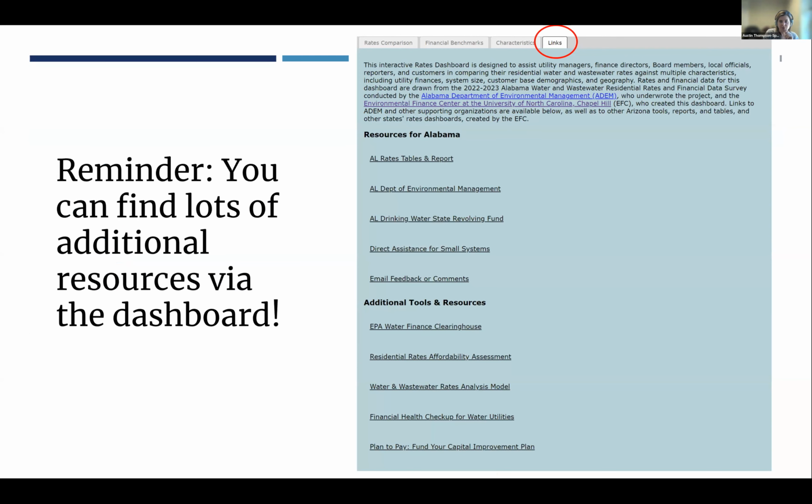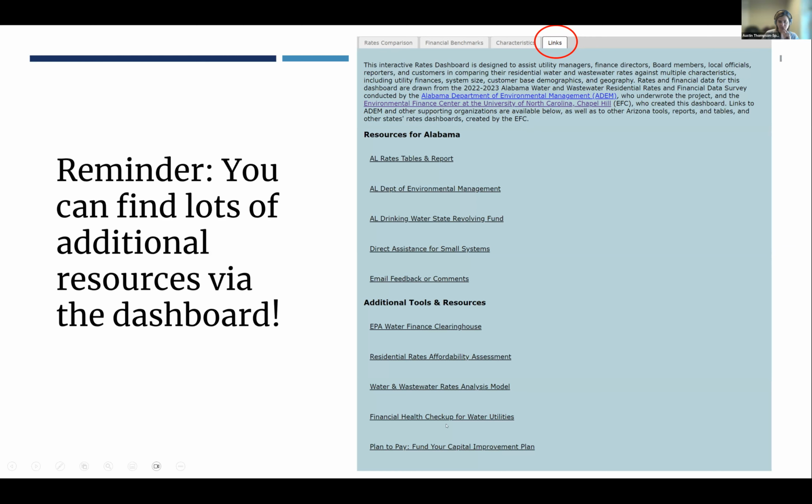And finally, just as a quick reminder as I wrap up, you can find a lot of additional resources using the dashboard. If you get to the dashboard and you don't remember what the dial means or what the colors mean, you can click the little blue question mark. Additionally, if you just want to know broadly what kind of resources we provide, you could click the links tab here. And then you'll get all of these resources that I talked about before.